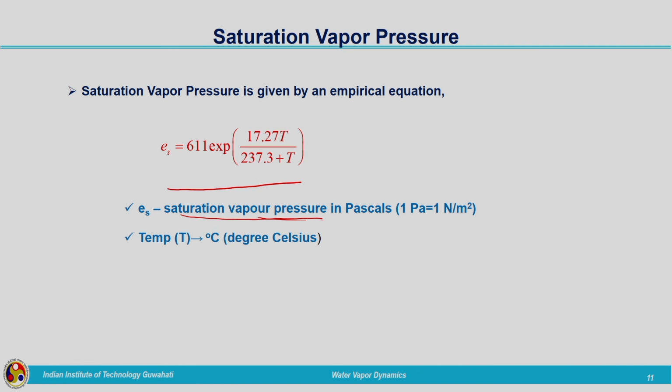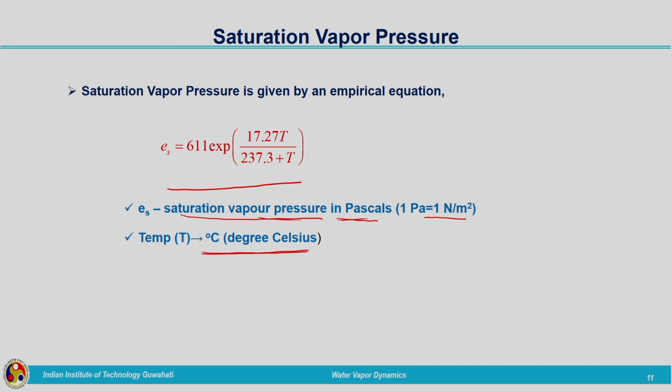How do we represent pressure? In which units? That is in pascals. Pascal is nothing but 1 Pascal is equal to 1 Newton per meter square. Temperature T is in degree Celsius. You can see, temperature T is in degree Celsius, and ES, saturation vapor pressure, is in the unit of Newton per meter square or Pascal. This is an empirical relationship. Temperature is not in Kelvin, temperature is in degree Celsius.